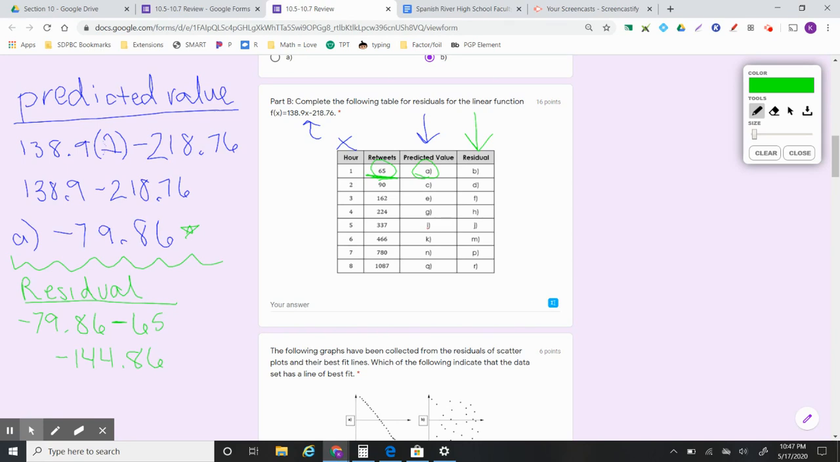And then I would continue doing these steps over and over again. I would do it for plugging in 2, plugging in 3, plugging in 4, and then subtracting each of these predicted values from each of these retweet numbers to find all the rest of the values on this table.